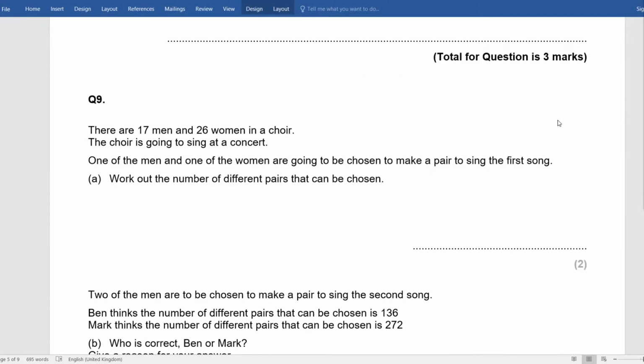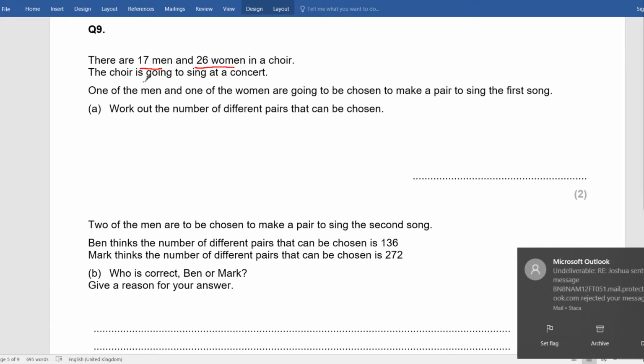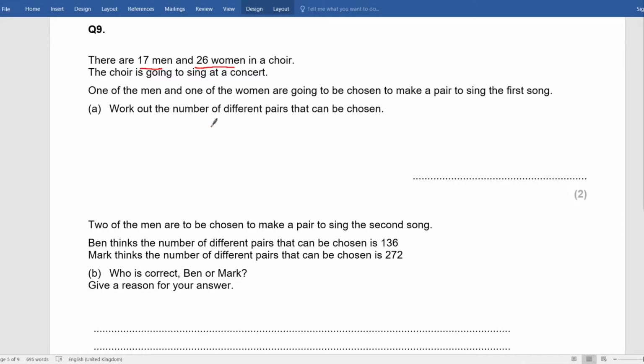On to question 9. There's a free marker here. Let's take a second and read this and then see what we can do. Right, we're reading it, best to point out key things. There are 17 men and 26 women in a choir. The choir is going to sing at a concert. One of the men and one of the women are going to be chosen to make a pair to sing the first song. Work out the number of different pairs that can be chosen.